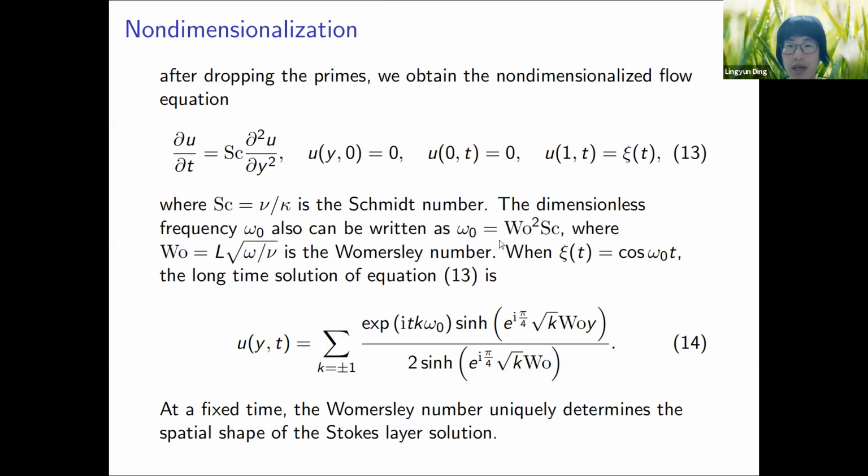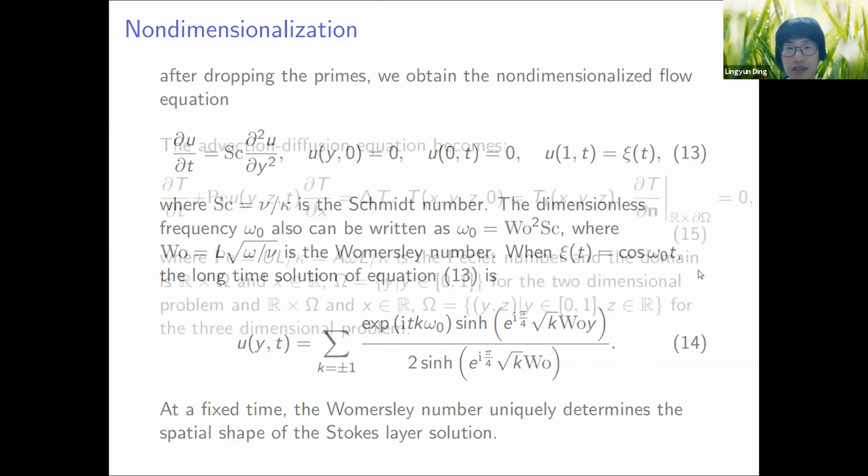So omega 0 equals Wo squared times Sc. Here, Wo is the Womersley number, which is defined as L times the square root of omega divided by mu. Suppose the input signal is cosine omega 0 times t, then the solution of this equation takes this form. This is our velocity field. By looking at this expression, we can see that if we fix time, then the Womersley number will uniquely determine the profile of this velocity. That's why it is important. Okay, so that is for the velocity field.